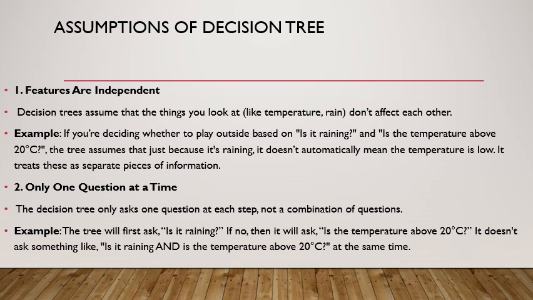It treats rain and temperature as separate pieces of information only. Okay, next, only one question at a time. Here, a decision tree only asks one question at a time, not a combination of questions. The tree first asks whether it is raining. If we give the answer as no, then it asks another question: is the temperature above 20 degrees? It doesn't combine the questions. It asks only one question at a time, and based on our answer it asks another question or concludes the session. This is about only one question at a time.